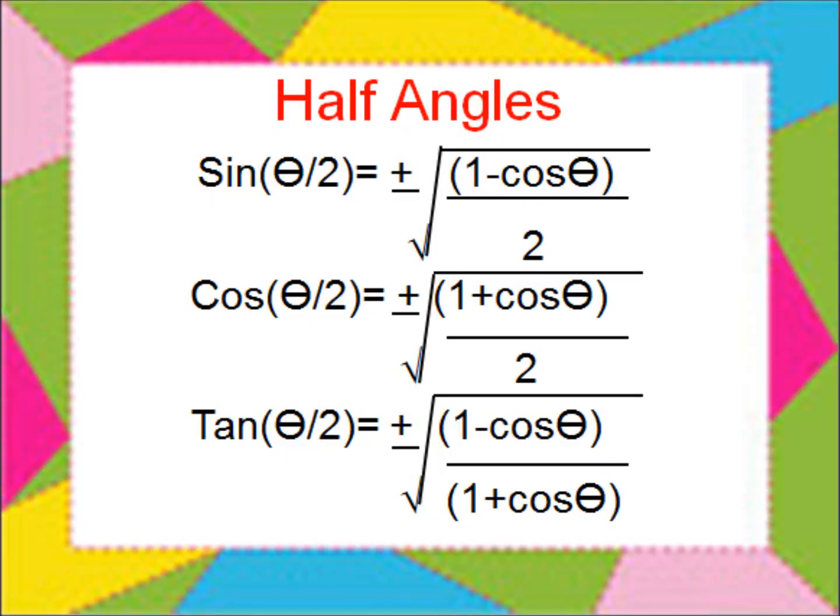Well, sine of theta over 2 is simply plus or minus the square root of 1 minus cosine theta all over 2. And cosine theta over 2 is exactly like sine of theta over 2, except that under the square root, it's 1 plus cosine theta over 2. And tangent theta over 2 is simply sine of theta over 2 over cosine theta over 2, giving you plus or minus the square root of 1 minus cosine theta over 1 plus cosine theta.